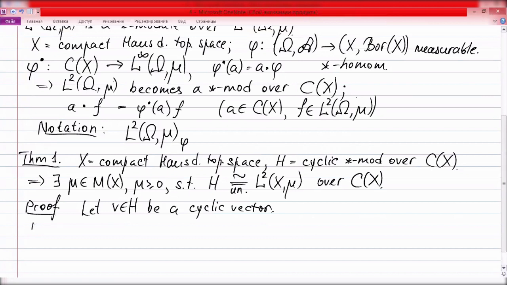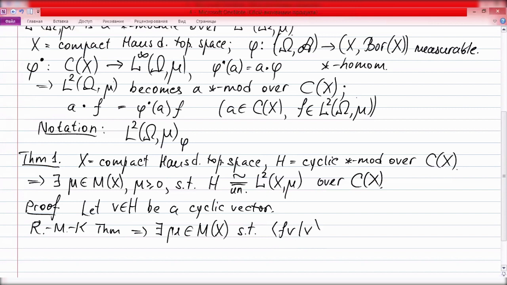Now, by using the Riesz-Markov-Kakutani theorem, we obtain a positive Radon measure. Well, first of all, at this point we don't know that it is positive, so we obtain a Radon measure mu on X such that the following formula holds. The inner product of fv and v equals the integral of f with respect to mu for each continuous function f on X.